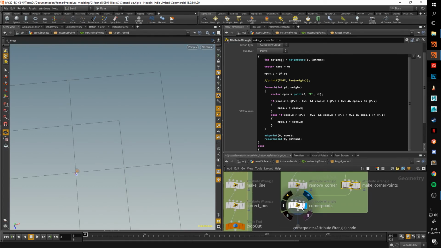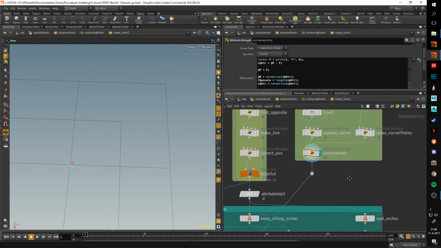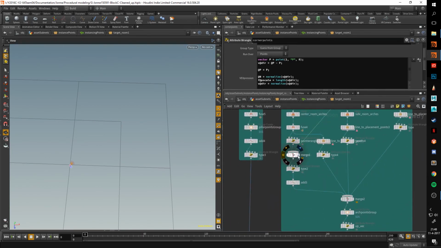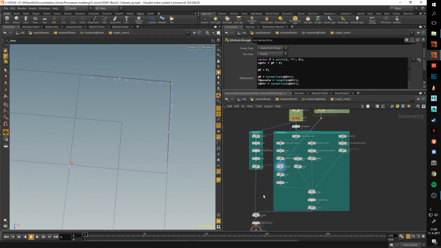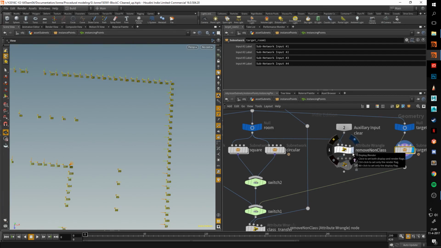Sorry. These points here, so this geometry, which is basically the target geometry, are then given the position of that and given position vectors or direction vectors. So that's just some arches there. So that will be the target rooms, and I think that's it. Oh, actually, no. Got one more part here.